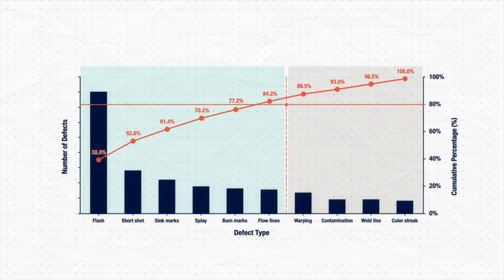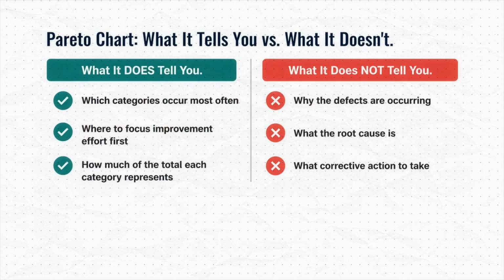This means the classic 80-20 rule doesn't apply perfectly in this example, but that's completely normal. The Pareto principle is a guideline, not a strict rule. The important insight is that just 2 defect types, flash and short shot, account for more than half of all defects. That tells your team exactly where to focus first. By addressing the biggest contributors before the smaller ones, you can achieve the greatest improvement with the least amount of effort. Now you know how to build one.